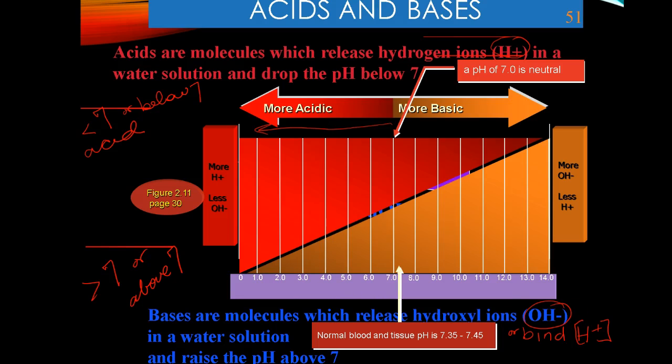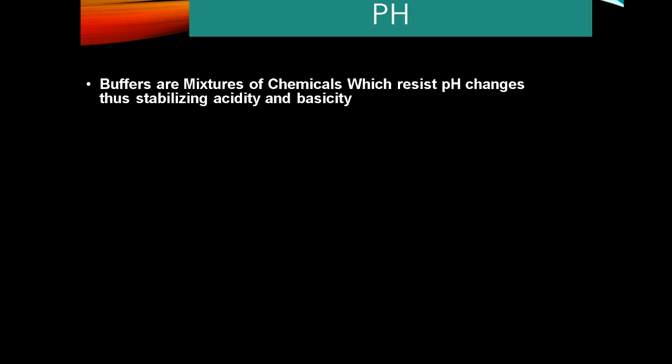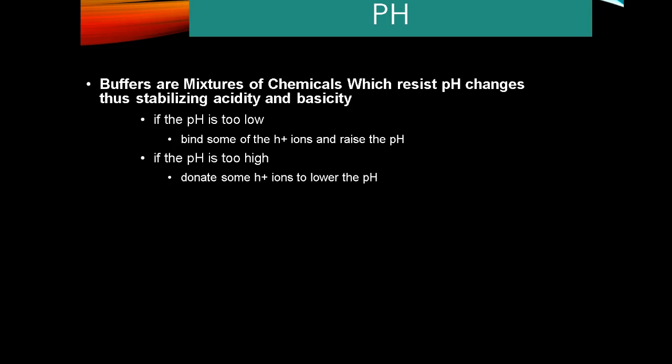All right, let's move on and talk a little bit more about pH and buffers. What is a buffer? A buffer is a chemical that's going to basically resist drastic pH changes. Our bodies have buffers that help keep us from shifting quickly from one pH to the next. So if the pH is too low, we need to bind up some of those hydrogen ions and raise the pH above 7. If the pH is too high, we want to donate some of those hydrogen ions and lower the pH.